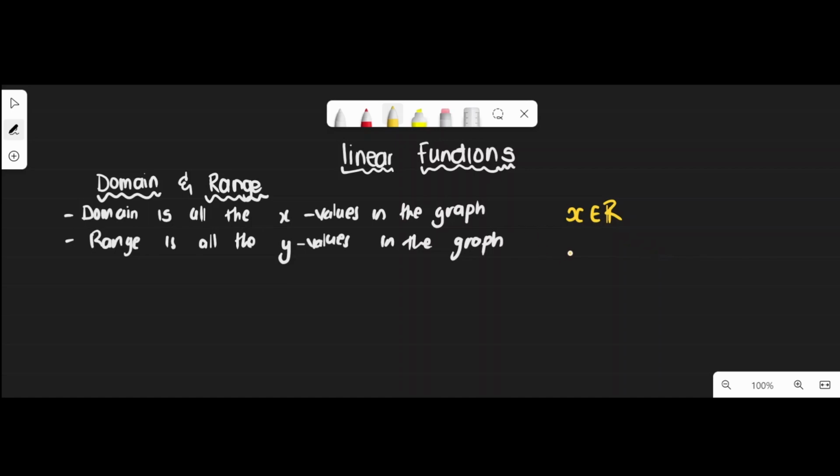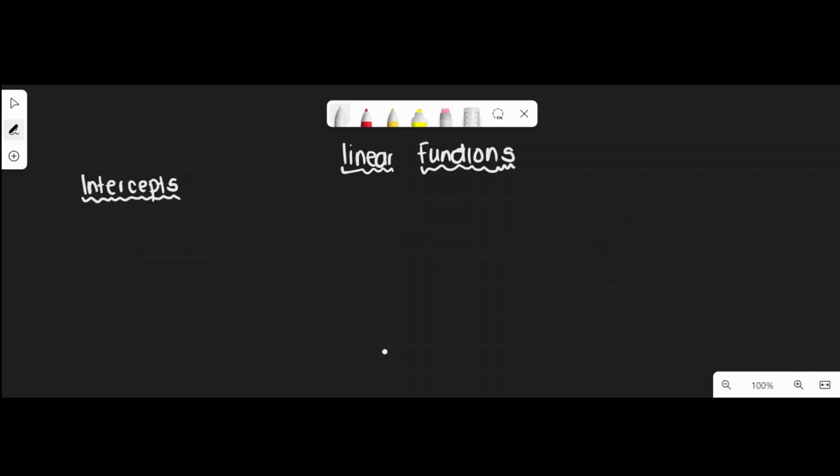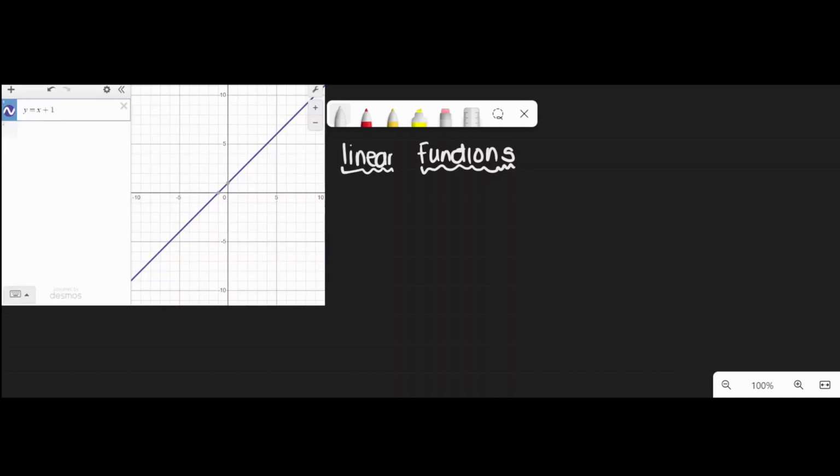And if they ask you what's the range, you're going to say y is an element of real numbers. Now let's talk about intercepts. We have x-intercepts and we have y-intercepts. Let me show you what the x-intercepts and the y-intercepts are on the graph first, before we learn how to solve for them. So now, looking at our purple graph, I'm going to show you on the graph what is the x-intercept and what is the y-intercept.